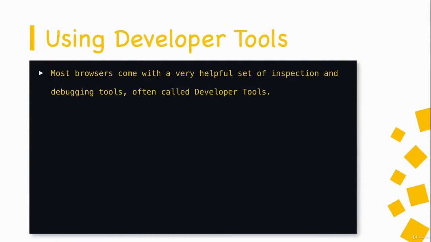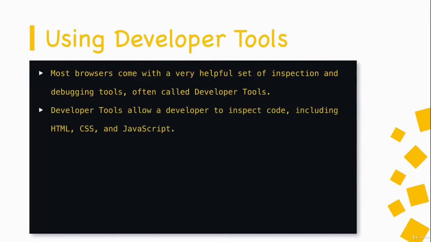or dev tools. Web browsers such as Chrome and Firefox come built in with these developer tools, and these tools are very useful when it comes to debugging and inspecting JavaScript code and also HTML and CSS. And these developer tools allow a developer to inspect code, including HTML, CSS, and JavaScript. So using these developer tools, you can actually inspect the code in detail that you have loaded inside the browser. You can inspect HTML, CSS, JavaScript, and even other resources and assets.